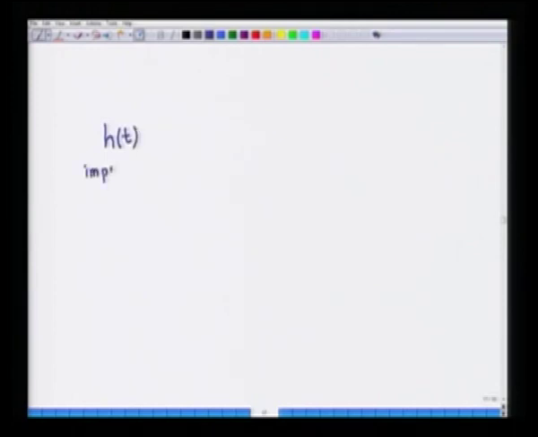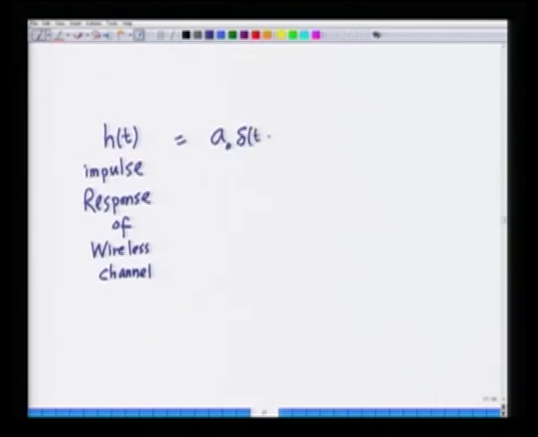which is the impulse response of the wireless channel, is simply the impulse response of the 0th path, that is A0 delta of t minus tau 0, plus the impulse response of the first path, which is A1 delta of t minus tau 1, plus so on, until the impulse response of the L minus 1th path, that is A L minus 1 delta of t minus tau L minus 1.